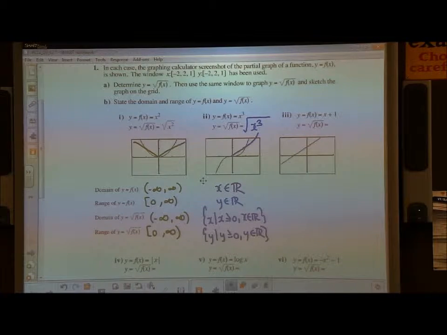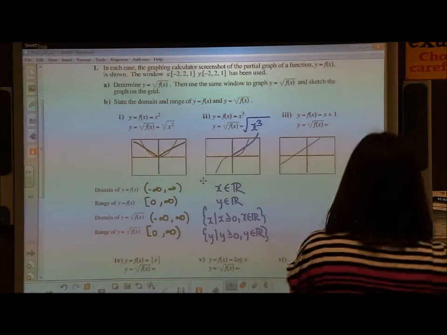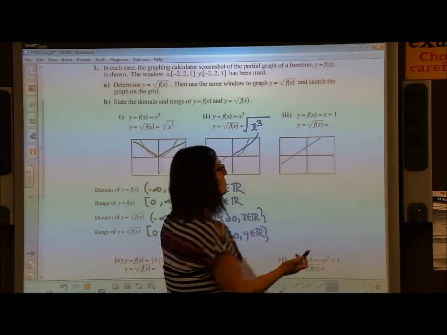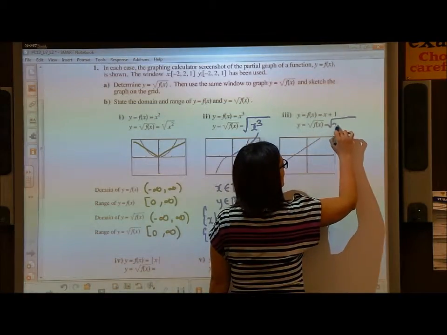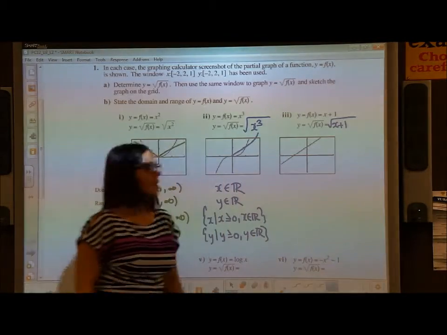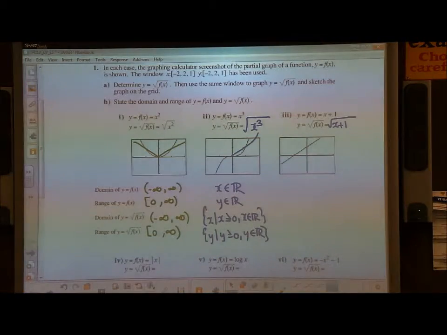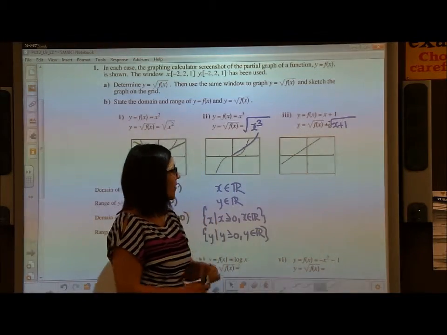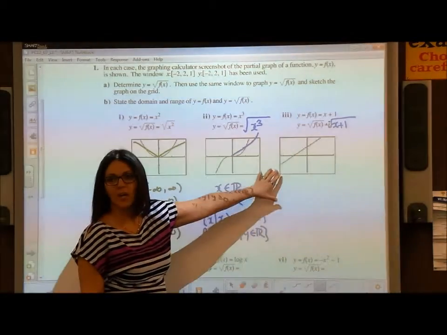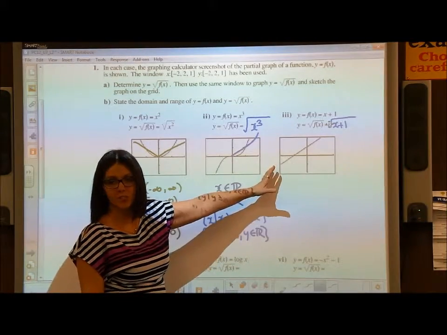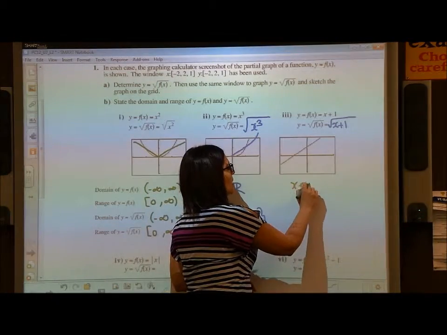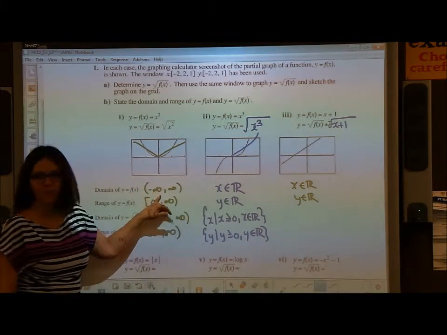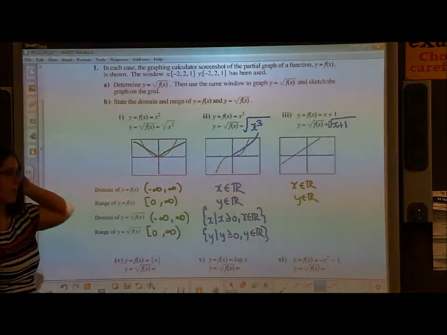So if we look at question number 3, f of x is equal to x plus 1. So the square root of f of x would be the square root of x plus 1. When I look at the domain and the range of the original function, both could be elements of the real numbers. There are no restrictions. So x could be a real number, y could be a real number, or from negative infinity to positive infinity, is how I could write it.